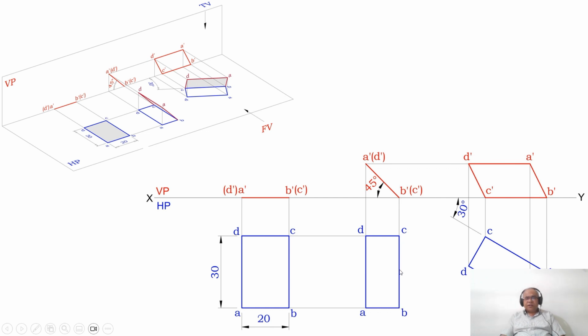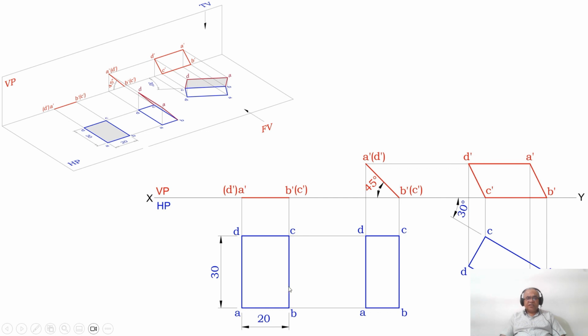That means it is a 90 degree line with respect to the XY line. Therefore, BC is perpendicular to VP. And since the angle given in the problem to incline to VP is the true inclination, first we need to check whether that edge is in true length or not. What is the true length of BC?